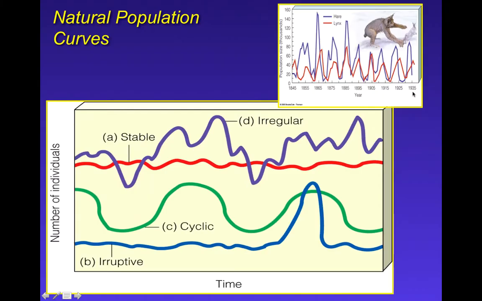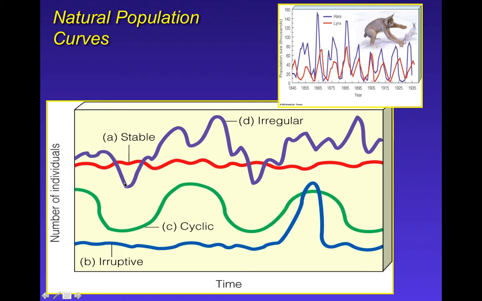So I can have a bunch of different population curves. The one up here that you see with the lynx and the hare will be a predator-prey graph, and that is a cyclic population curve. So please make note of that. Predator-prey is a cyclic curve. You can also have a stable curve, which is pretty much I'm at my carrying capacity, and I just hover above and below that a little bit, and I'm pretty much stable.